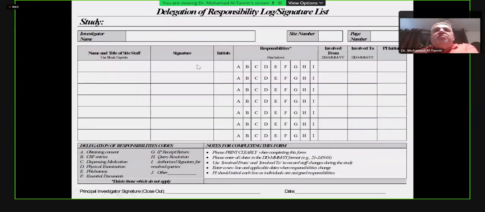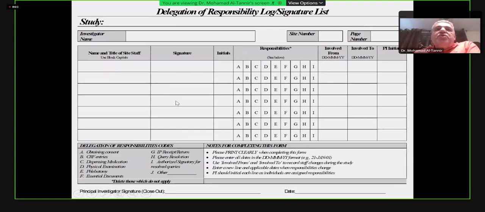So this is a template of a delegation of responsibility log. We should state here the study title, the principal investigator's name, and here are the names and titles of the research team, like the co-investigator and the research pharmacist involved in the study, because as we said, the pharmacist has a main role in keeping the investigational product in a safe place and dispensing it whenever we send an order to a research coordinator. And here we can define the responsibility in the initiation visit prior to recruiting patients.